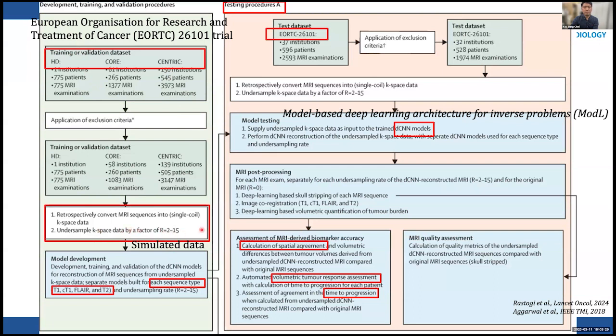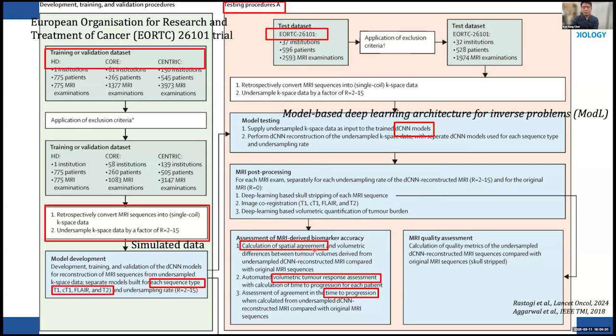by a factor of 2 to 15. They developed the reconstruction models for each of four structural sequences and undersampling rates. They used a deep CNN model or model-based deep learning architecture for inverse problems, which was published in a previous journal. And they tested the models using two procedures, A for single coil and B for multi-coil.